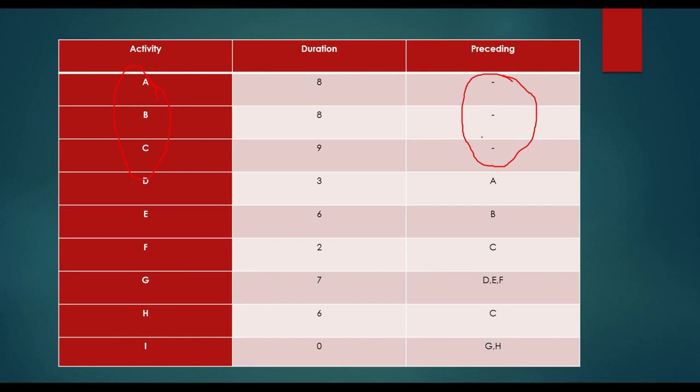Then for D, the preceding activity is A. For E, the preceding activity is B. For F, the preceding activity is C. For G, the preceding activities are D, E, and F. For G, there are three preceding activities. For H, there is one preceding activity, C, and for I, there are two preceding activities, that is G and H. Okay. So now what I'm going to do is make a network, right?